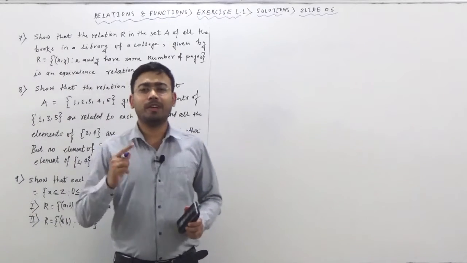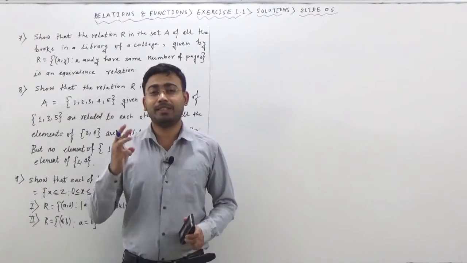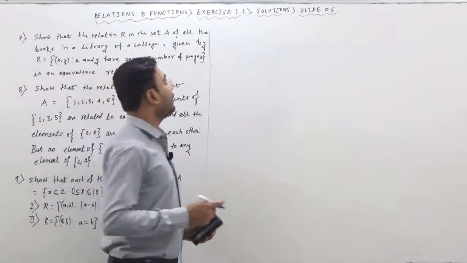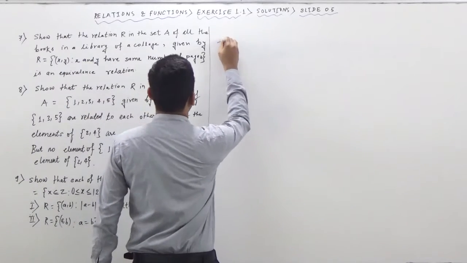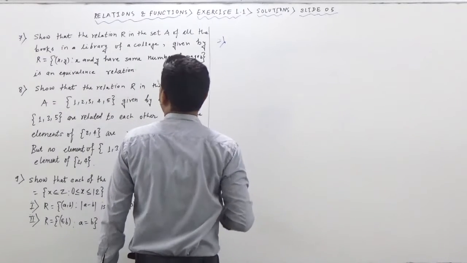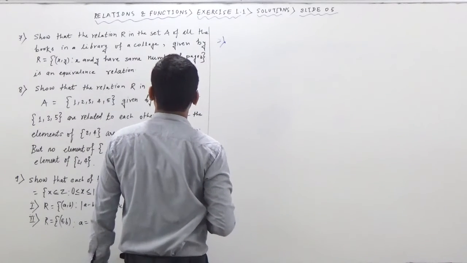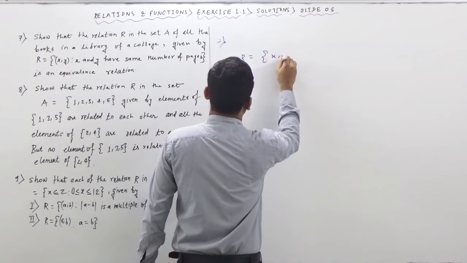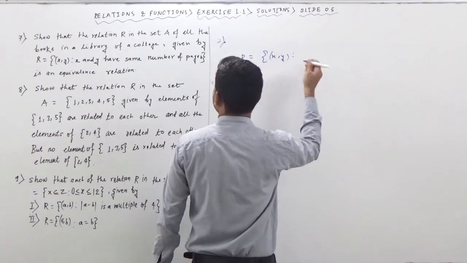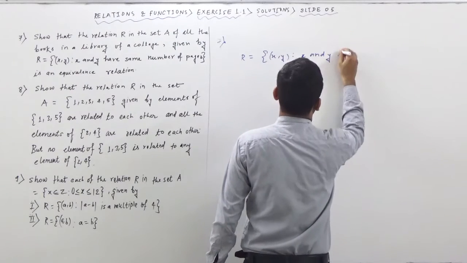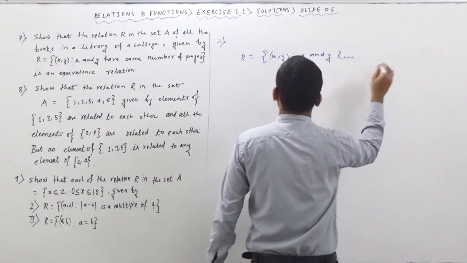We already have seen what is reflexive relation, what is symmetric relation, what is transitive relation, and when it gets to be an equivalence relation. So here we will take question number 7. It says, show that R in set A of all books in a library of a college, given by R equal to (x, y) such that x and y have the same number of pages.